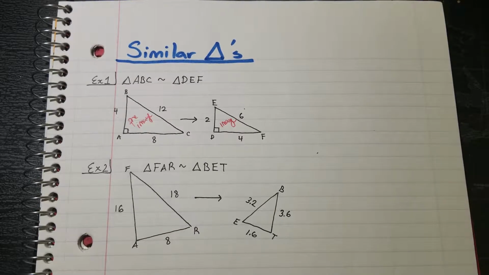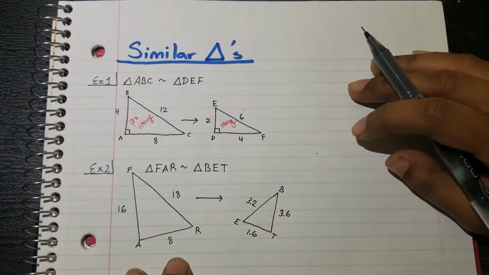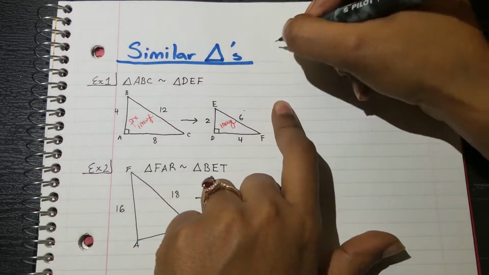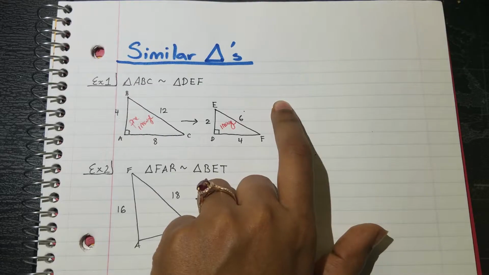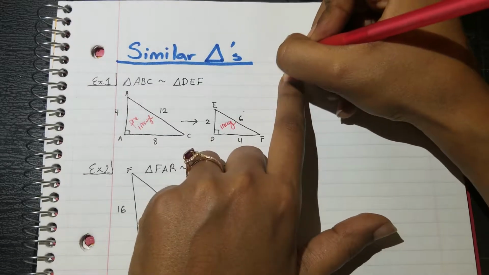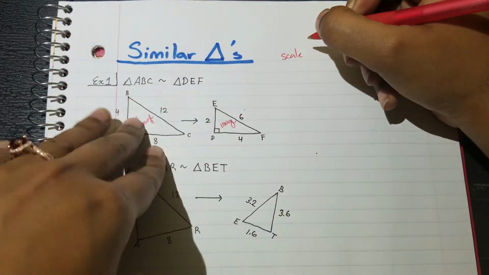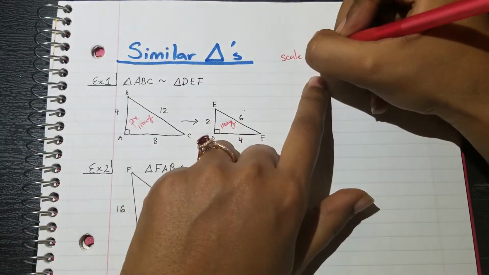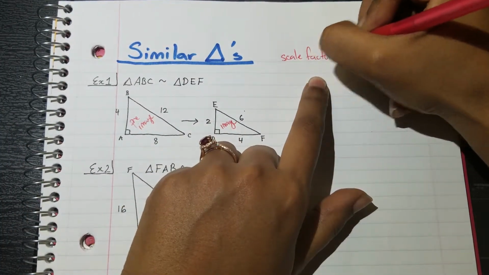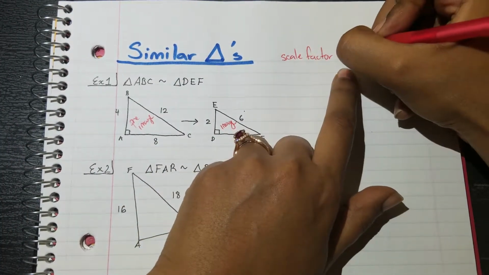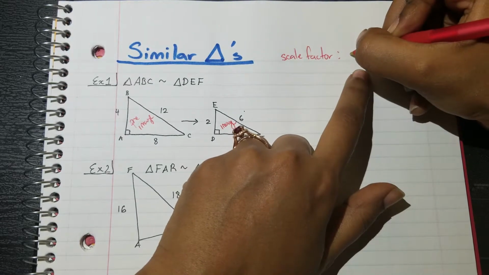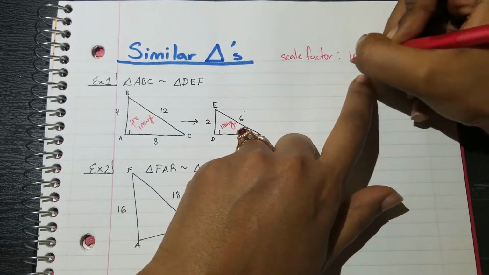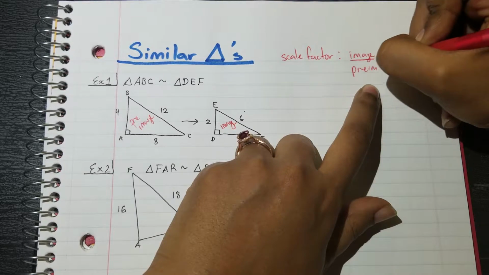Now, your question is, well, how can I determine that in general if I had something more complicated? Well, we can keep in mind the formula whenever you're trying to find what we call the scale factor to get from one image to another. What are we multiplying by? The scale factor is always going to be the division of the image over the pre-image.